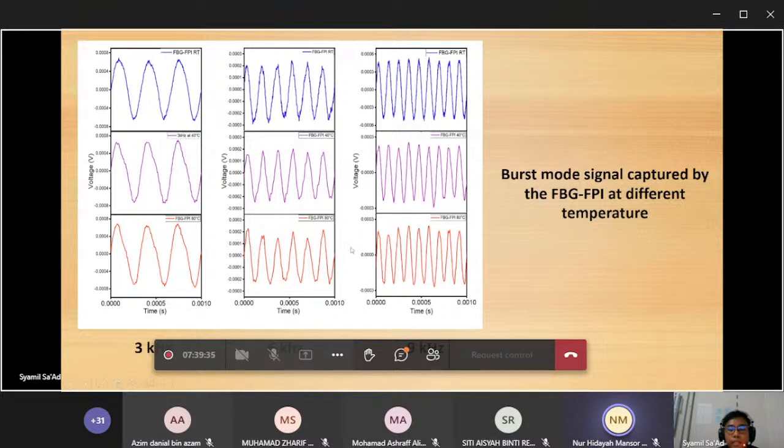You can see that the FBG FPI can detect the signal because we have tested that if the peak is not within the optimal range, the signal cannot be detected at all.